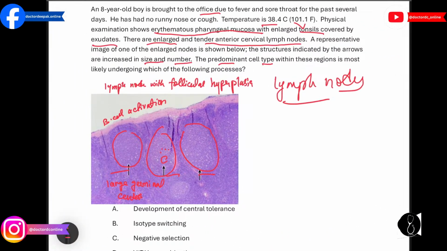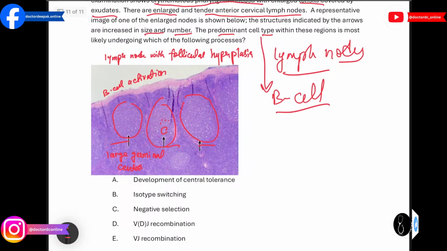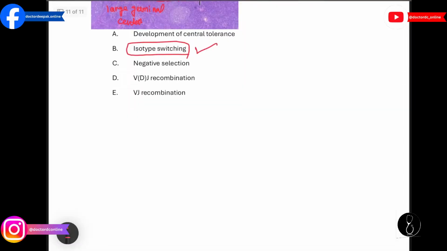So the question is, the predominant cell type within these regions is most likely undergoing which of the following processes? What is the predominant cell type? B cell. And what is the B cell doing here? They will do isotype switching. Understand? This is a thing to remember.